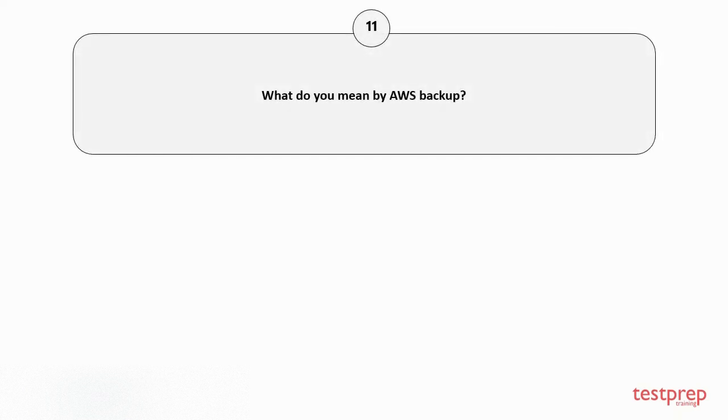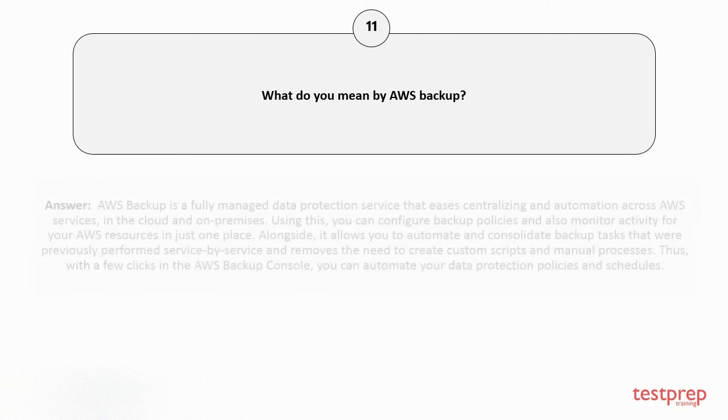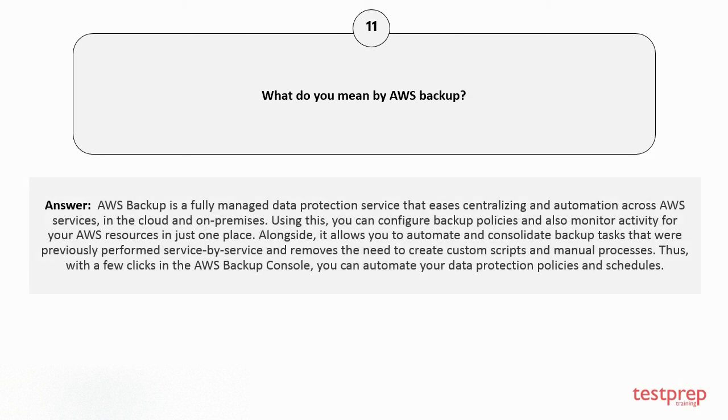Question number 11, what do you mean by AWS backup? Your answer is AWS Backup is a fully managed data protection service that eases centralizing and automation across AWS services, in the cloud and on-premises. Using this, you can configure backup policies and also monitor activity for your AWS resources in just one place. Alongside, it allows you to automate and consolidate backup tasks that were previously performed service by service and removes the need to create custom scripts and manual processes. Thus, with a few clicks in the AWS Backup console, you can automate your data protection policies and schedules.